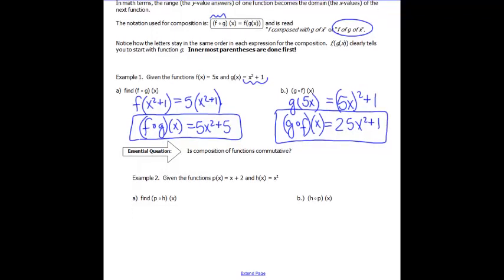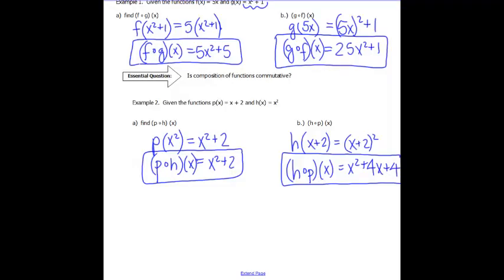So why don't you try example 2 down here. Find p of h of x and h of p of x. p of h of x is going to be x squared plus 2, because I'm taking the p function which takes x and adds 2, but I'm plugging in an x squared. h of p of x is going to take x squared plus 2 and square it. Again, notice you're doing this part first and using that for the input for h.